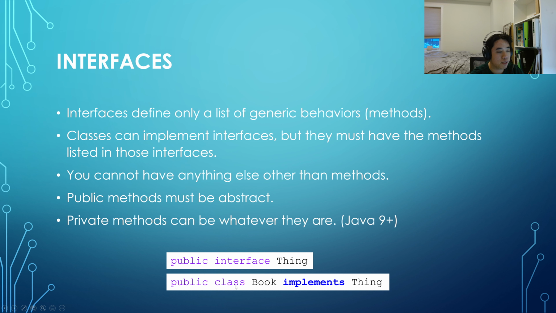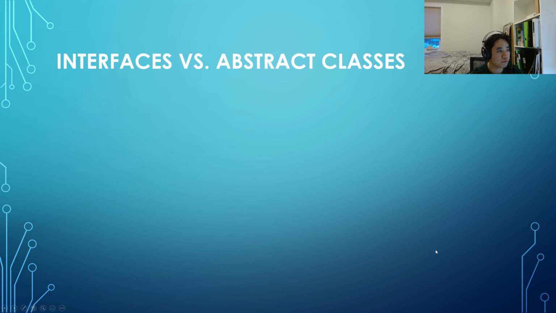And I'm going to make a Book, which is also a thing. Well, it can do things that a thing can do at least. Using the implements keyword, I can make a class that implements the Thing interface, and I will need the methods from Thing in order to do that.